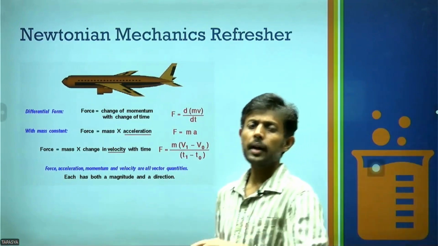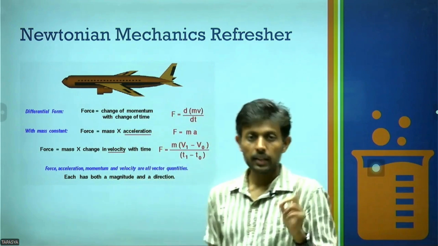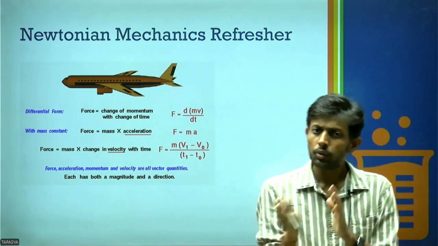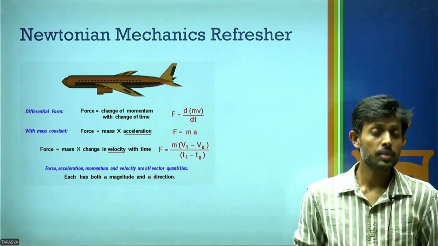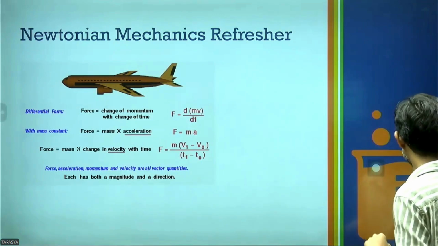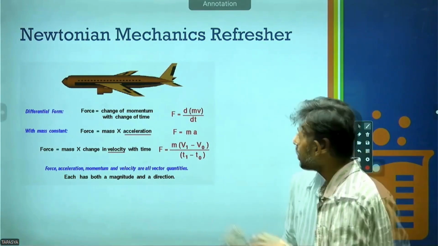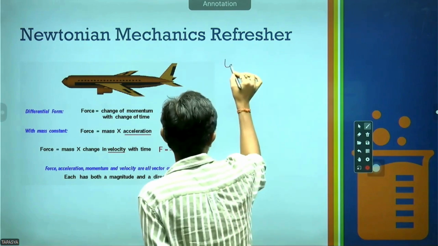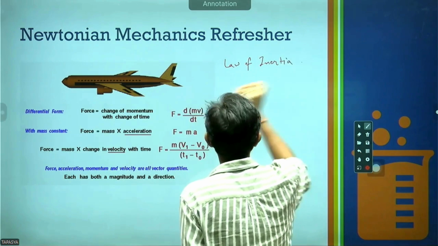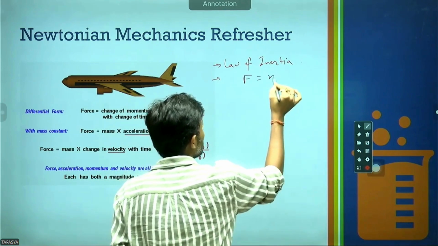And after kinematics, you're going to read about dynamics. That means once you know how the object is moving, you need to ask yourself, what is making this object move? And that's when the concept of force comes into picture. And that's when you learn about the 3 laws of Newton. First law is the law of inertia. The second law gives you force equals mass into acceleration.